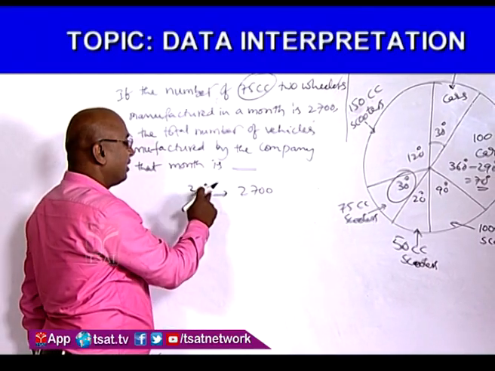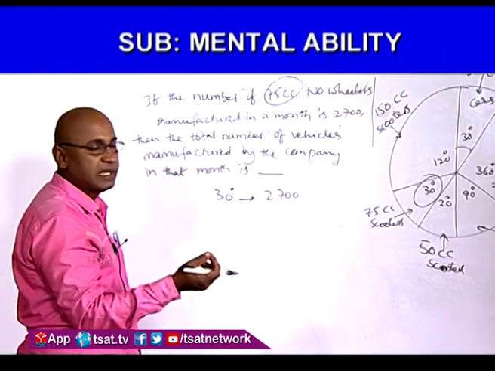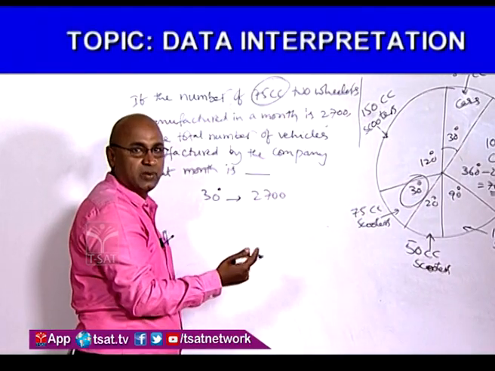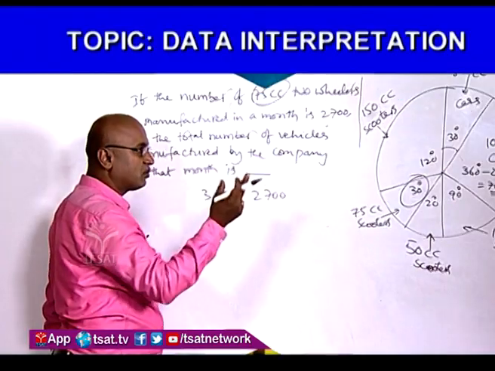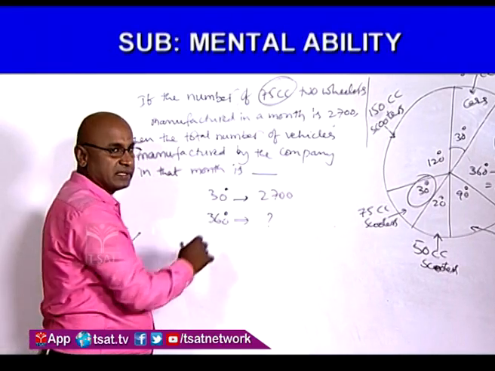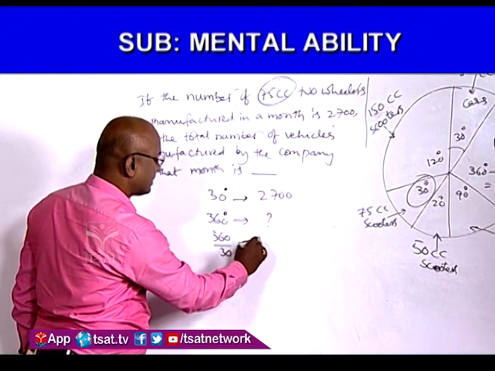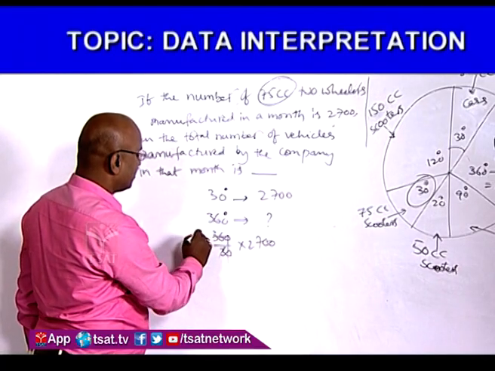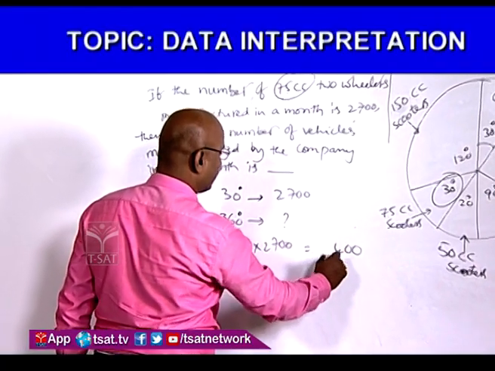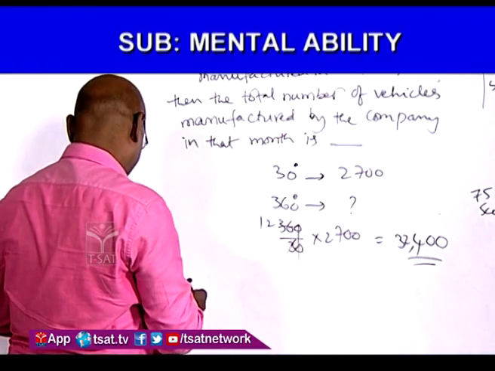Got it? Then what is the value of the total? That means what is the total number of vehicles produced in the same month? Total vehicles will be equal to the 360 degrees. Right? The total angle in the circle is 360. That represents the total production. So 360 degrees how much? If 30 degrees is 2700, then 360 degrees how much? So 360 by 30 into 2700. 0, 0. 3 ones, 3 twos. So 12 into 2700, 0, 0, 12 sevens are 84, 12 twos are 24 plus 8, that is equal to 32. So the value is 32,400.